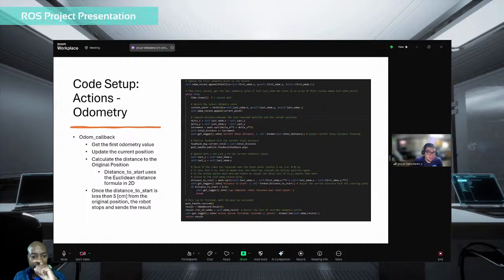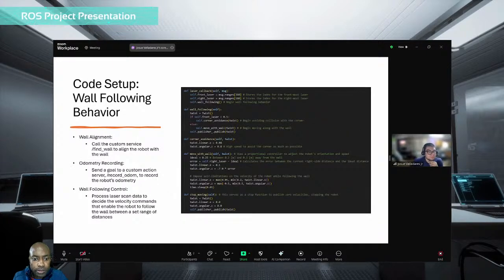Yep. And then if you see at the bottom right here, distance to start, if it was less than 5 centimeters, as intended, it would have broken out of that and then sent the goal handle and the result to wall following. And then for wall following, right here we have a callback to the laser scan. We index the front laser to index 360 and the right laser to 180. And we start wall following.